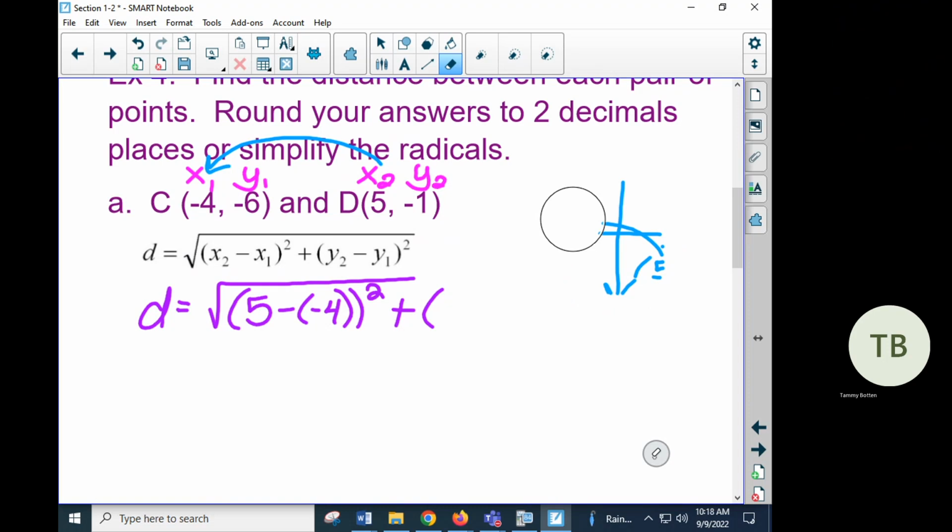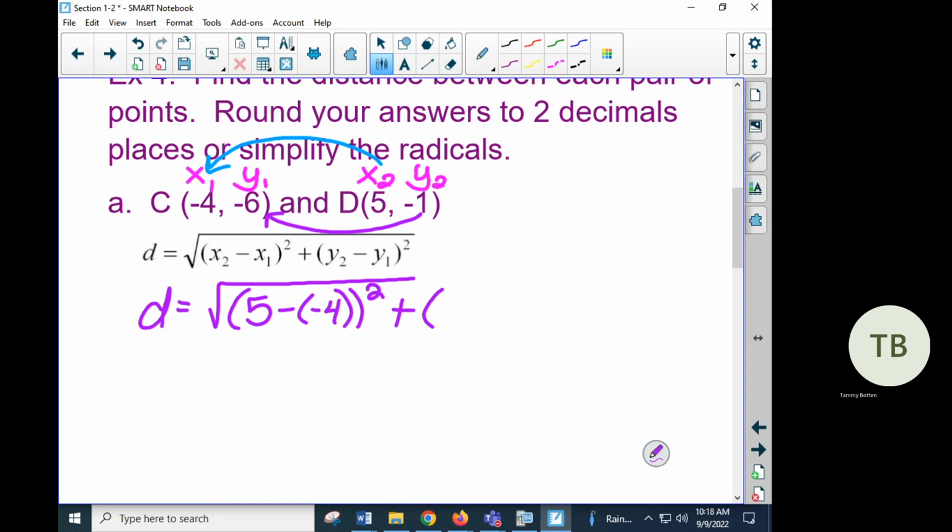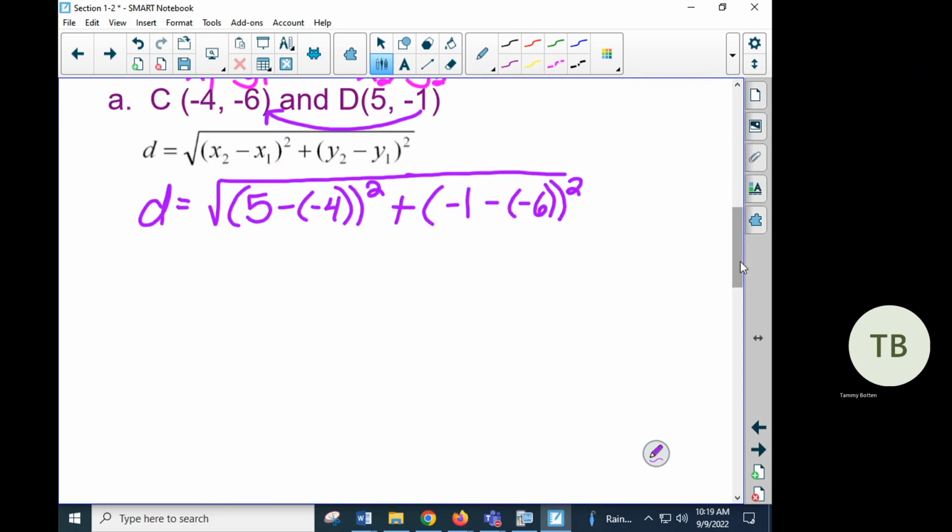this. And then we're gonna subtract our y's. And with our y's, again, we're gonna go that same way. So we're gonna go -1 minus a -6, quantity squared. Once you get that, and I want you to write that out, then we're just gonna simplify this.